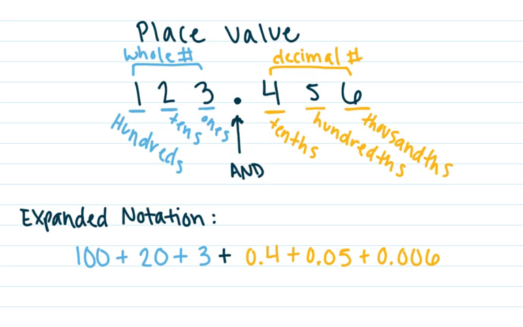Now you might have noticed that as I wrote my expanded notation, I'm putting plus signs between all of those numbers. That's because if I were to add up all of these numbers, it would give me that original number that we started with. So it's just another way for me to write out these numbers.